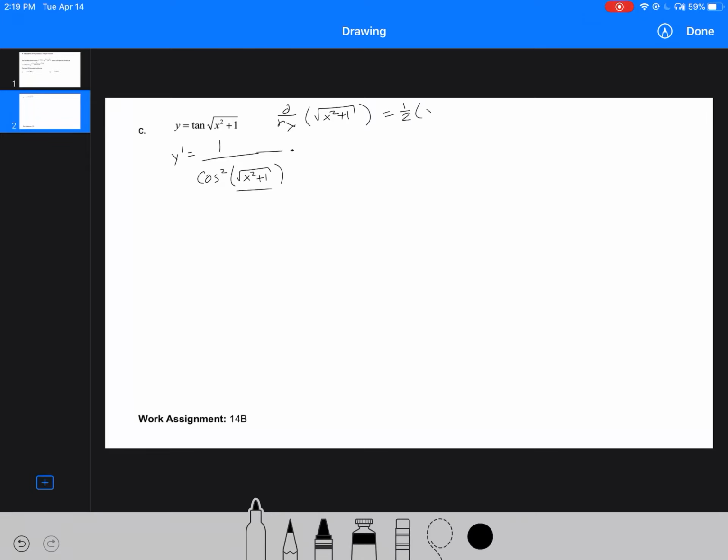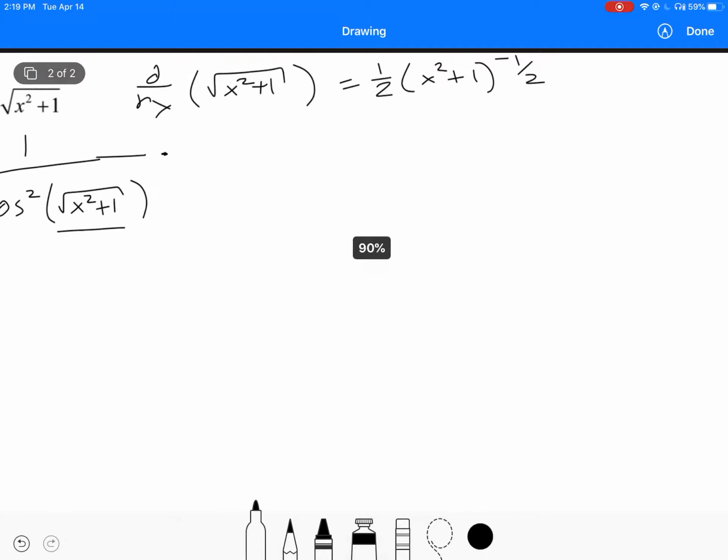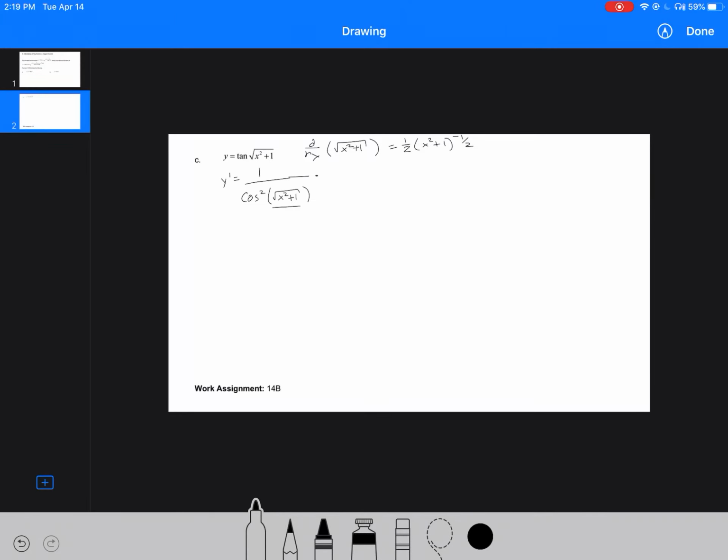Here I really have another application of the chain rule, so I'm going to bring my exponent down, take away 1, and then I'm going to multiply by the derivative of the inside, so I'm going to multiply by 2x. So this would all simplify to, let's see, I've got a 2 and a 2, those would cancel out, and then I would just have x over the square root of x squared plus 1.